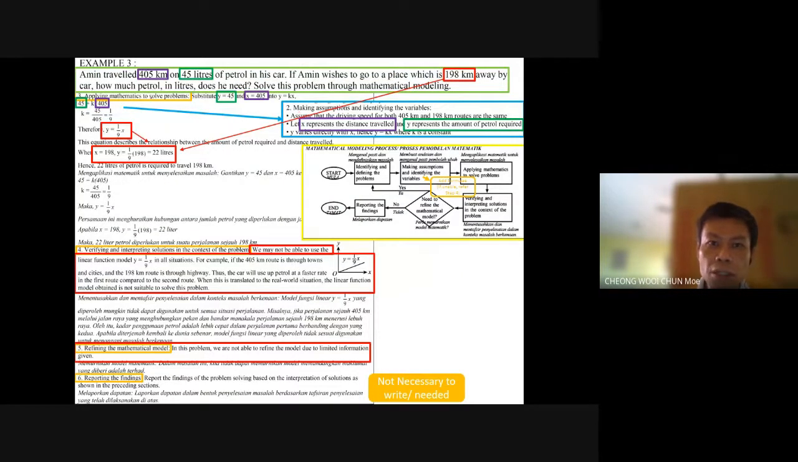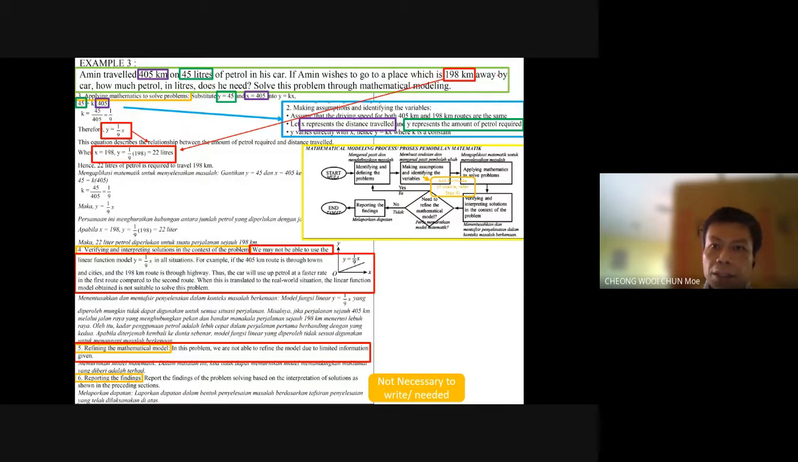Continue from example 3. Step 1, step 2, step 3. Step 3 is applying mathematics to solve problems. Now x is the distance traveled, so x equals 405 kilometers. y is the petrol required, so y equals 45 liters. I replace these into the formula y equals kx, so 45 equals k times 405, and you find the value of k, the constant. 45 over 405 gives 1 over 9. So I replace the 1 over 9 into k, and I get the formula y equals 1 over 9 x.